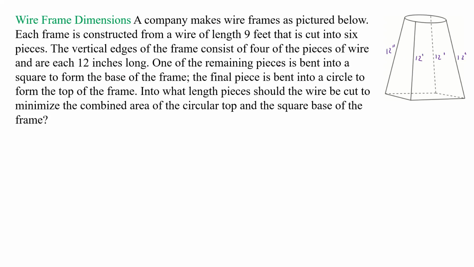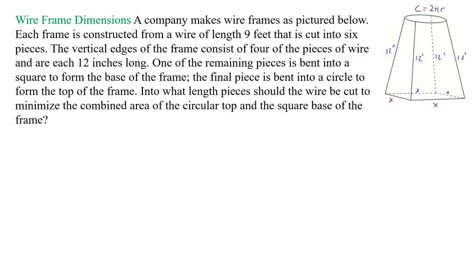Now one of the remaining pieces is bent into the square to form the base of the frame. All right. Well, if these are all the same side, usually we label that as X. So maybe we could say those are all X and we'll just label it as X. And now the final piece is bent into a circle, and it's going to be the top of the frame. All right, so a circle, and so we can call that C, the circumference, because we're going to know that, and that's what we need to do. So circumference is 2 pi r. So again, that might be something you need to look up if you don't remember what circumference is.